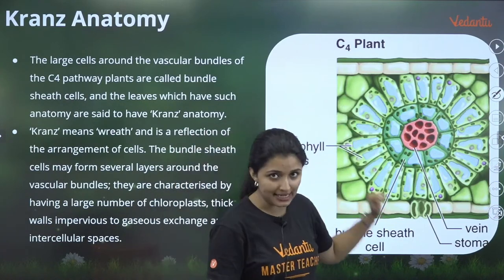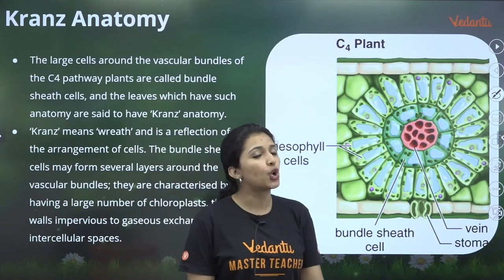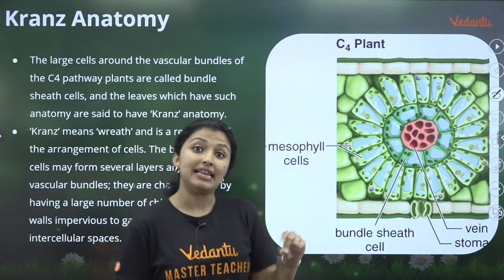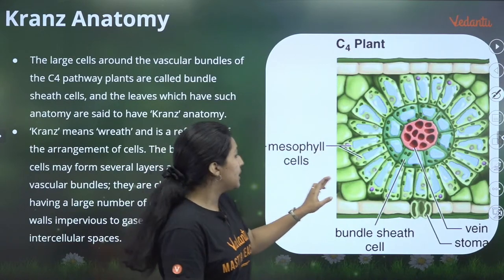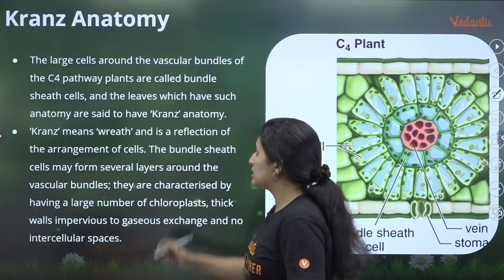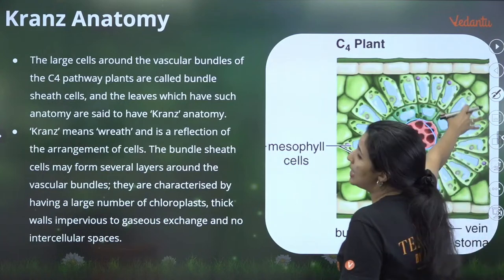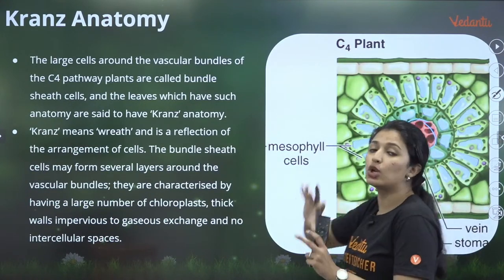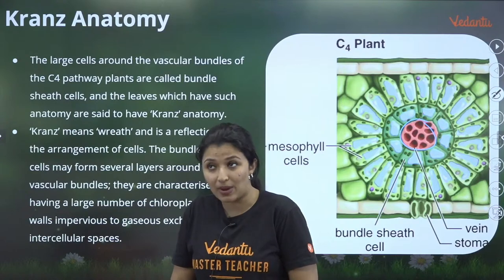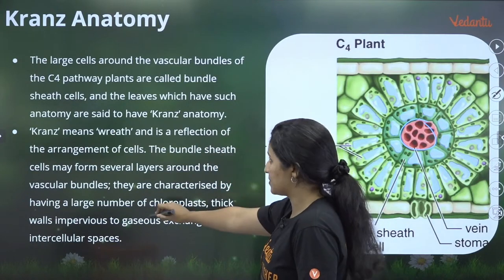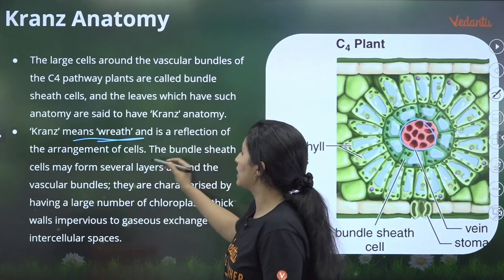Now, these bundle sheath cells are specialized. They have chloroplast and now they said, okay, we'll do one thing. I told you about putting this Rubisco into jail, no? Let's put Rubisco into the bundle sheath cells, because the bundle sheath cells have very thick walls. It's called Kranz anatomy, I'll tell you why. Because of the design: we have the vascular bundle and the bundle sheath cells surrounding it. It looks like a wreath, like a flower wreath arrangement. That is why we call this Kranz anatomy. Kranz means wreath, and it's a reflection of the arrangement of cells.